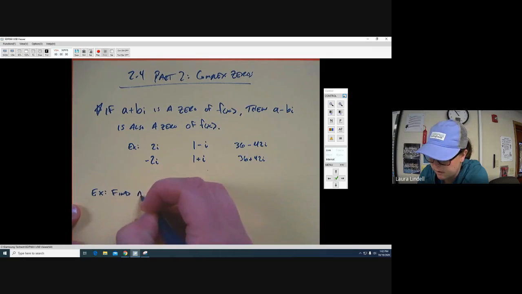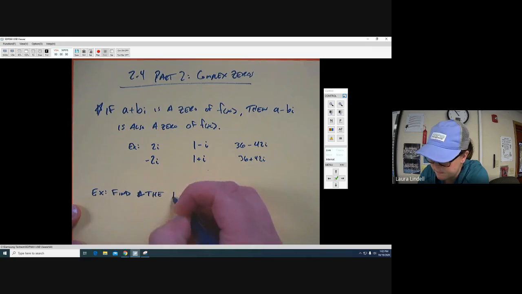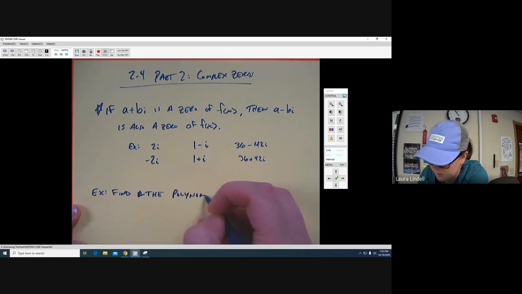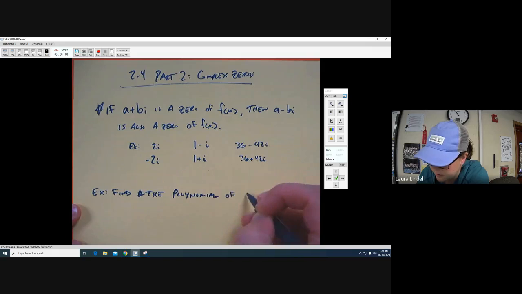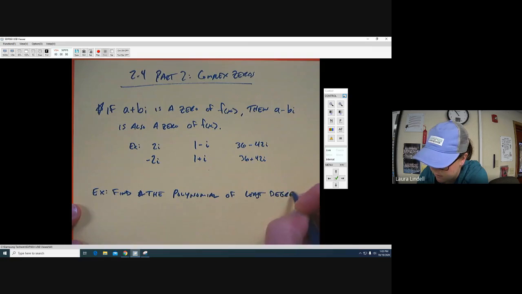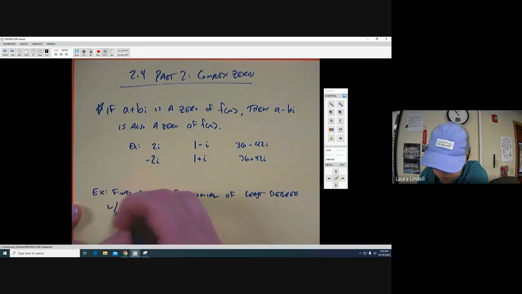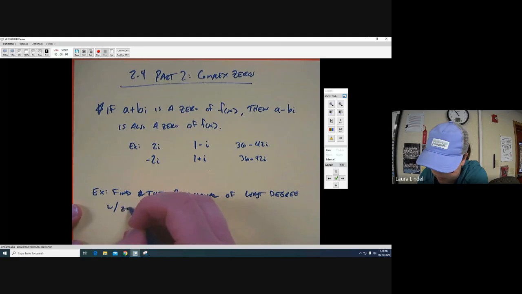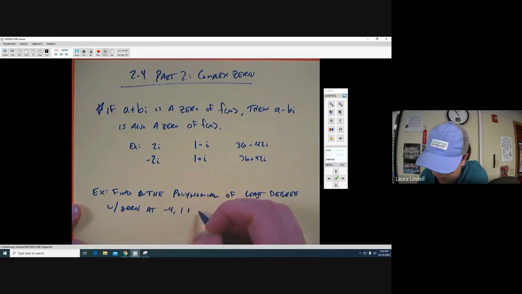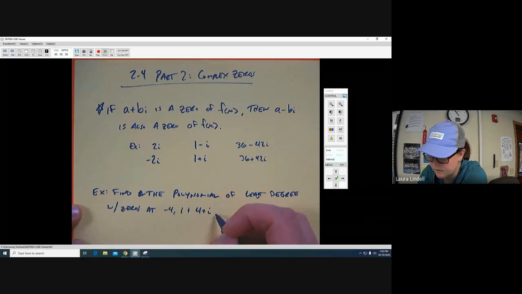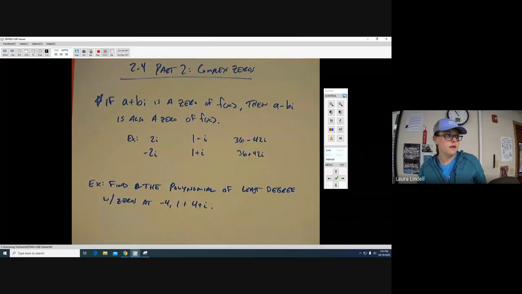Find the polynomial of least degree with zeros at -4, 1, and 4 plus i. Okay.